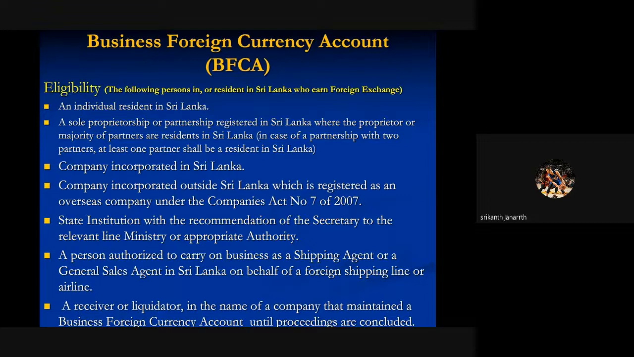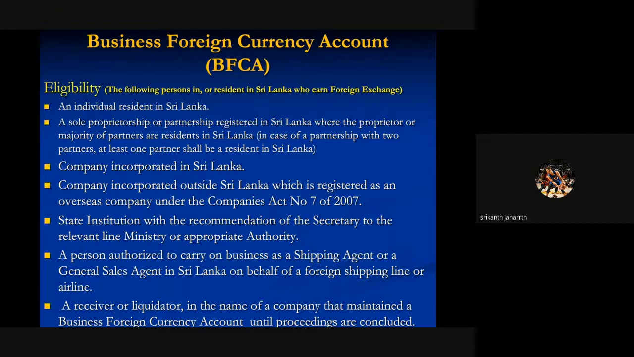Because you would have seen that the amalgamation of the FCA was of three different types: foreign exchange earners, inward remittance distribution account. Then you also saw the foreign currency account for agents of foreign shipping and airlines. So these were amalgamated into only the business foreign currency account. So you can see people who are in shipping and airlines, GSA, general sales agents, are also permitted to open a business foreign currency account because they are earning foreign exchange.